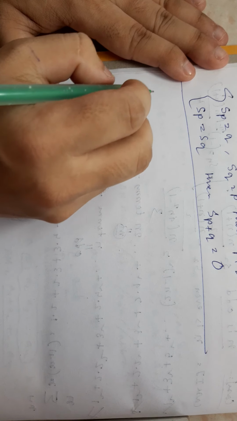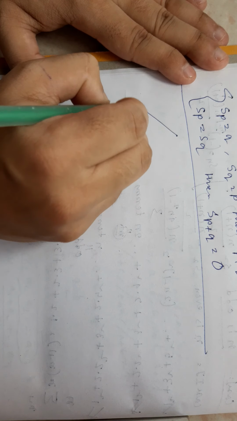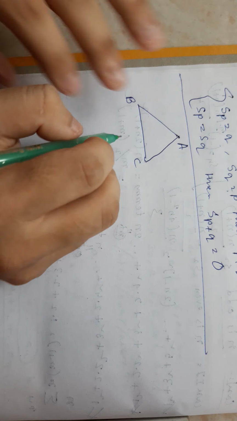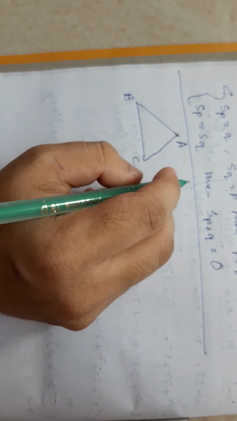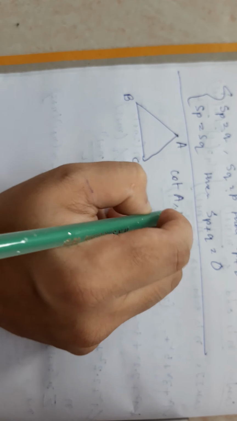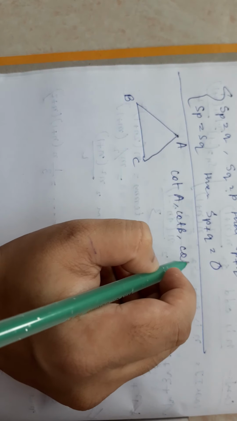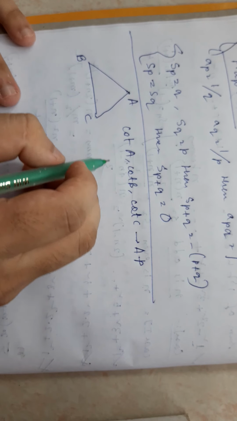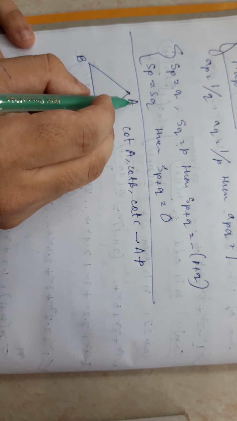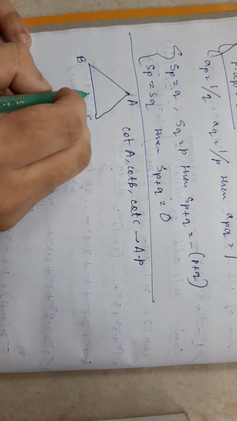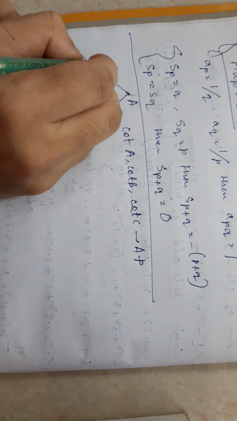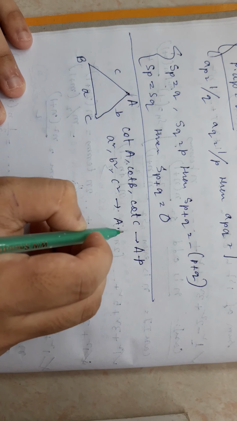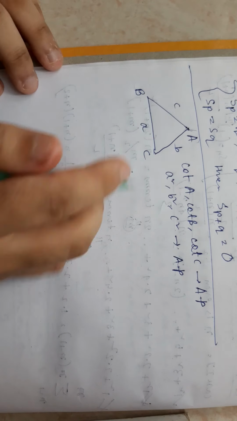And the last two are these. Let's assume you are given a triangle ABC and its cot values, cot A, cot B and cot C. If these cot values are in AP, then the squares of the opposite sides, small a, b, c, so a square, b square, c square, will also be in AP.